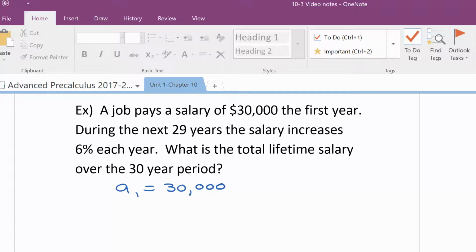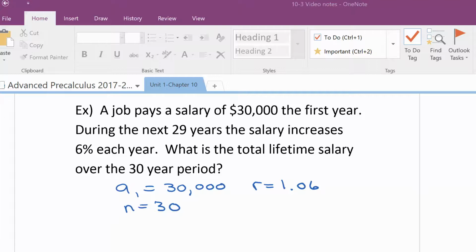And then it's increasing the next 29 years, so you're going to add all 30 years together. And the increase is 6%. When it increases, like if you want to see what the raise is, you don't multiply by 6%. You multiply by 1.06 or 106%, because that means the salary is going to be 106% of what it was the previous year. So the ratio is going to be 1.06.